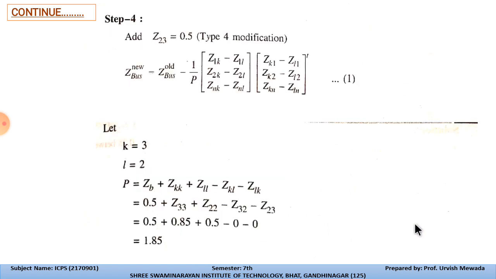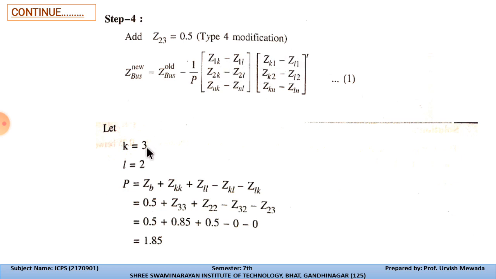So let us discuss the next step, number 4. Z23 is equal to 0.5. So type number 4 modification, because the fourth link is added. So ZBus new minus ZBus old is equal to 1 upon P into the ZBus column that we form, that is Z1K, meaning 1 to nth number of nodes, and the kth link, and the row 1 to 2 up to nth number of nodes. This is the link, and this is the buses. So the transpose of this, Z1K will become ZK1, and ZL1 will become ZL1. So this is the formula that we apply in the type 4 modification.